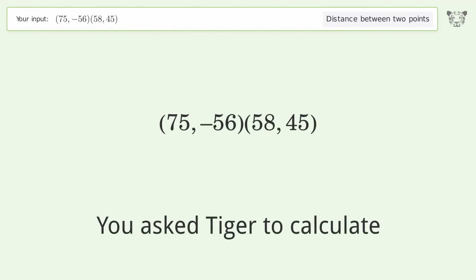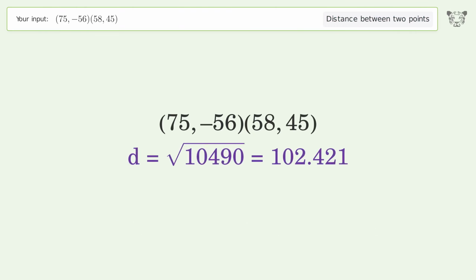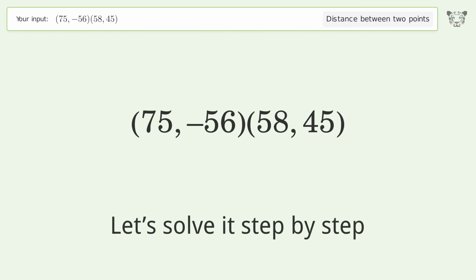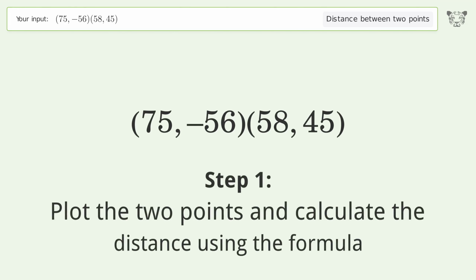You ask Tiger to calculate. This deals with the distance between 2 points. The distance between the 2 points is the square root of 10,490, or 102.421. Let's solve it step by step. Plot the 2 points and calculate the distance using the formula.